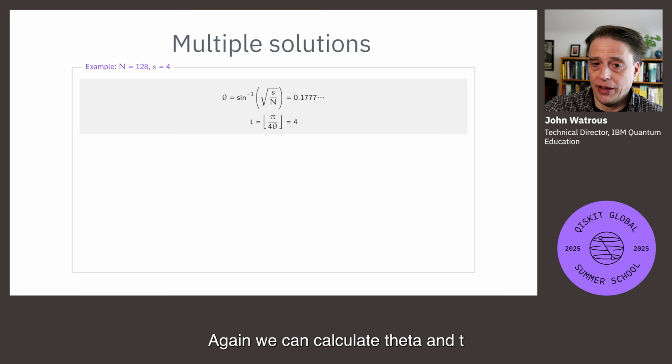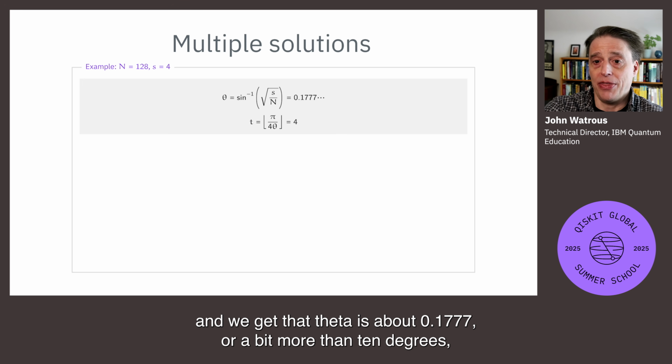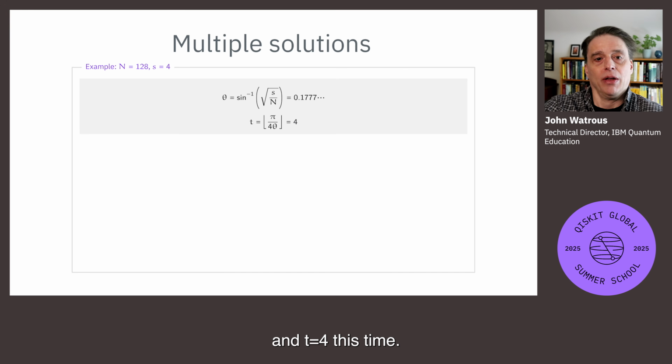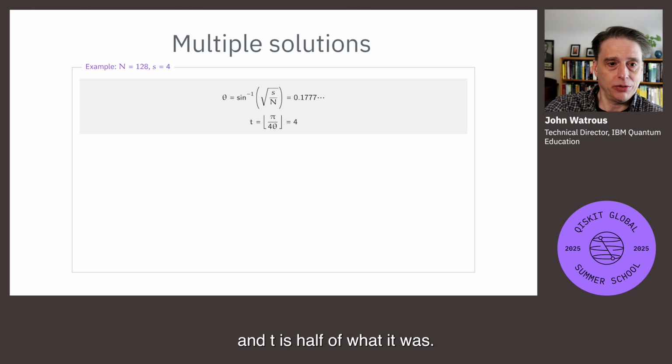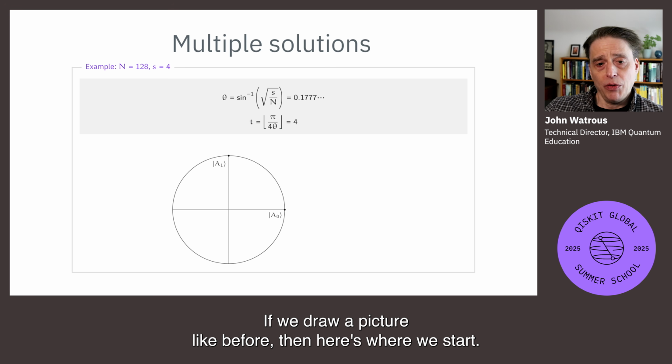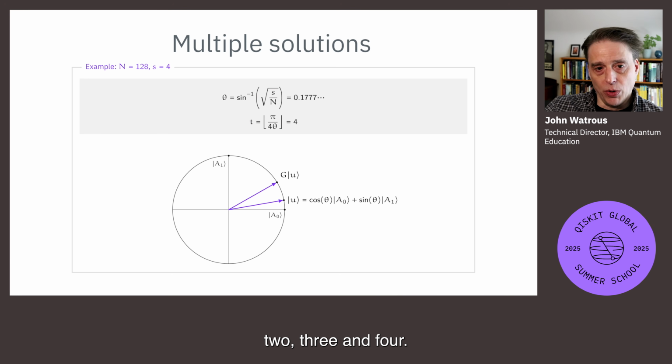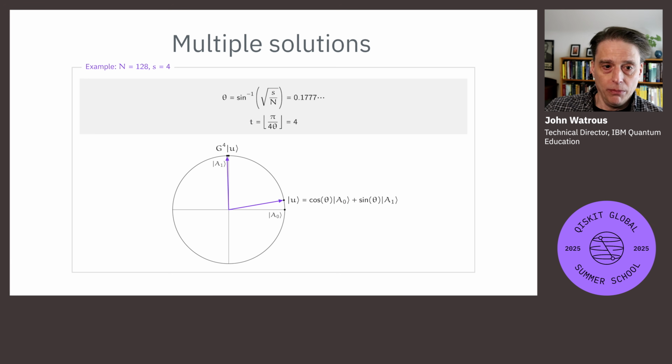Again, we can calculate theta and t, and we get that theta is about 0.1777, or a bit more than 10 degrees, and t is 4 this time. So the angle is about twice the value from the previous example, and t is half of what it was. If we draw a picture like before, then here's where we start. Here's one iteration, 2, 3, and 4.